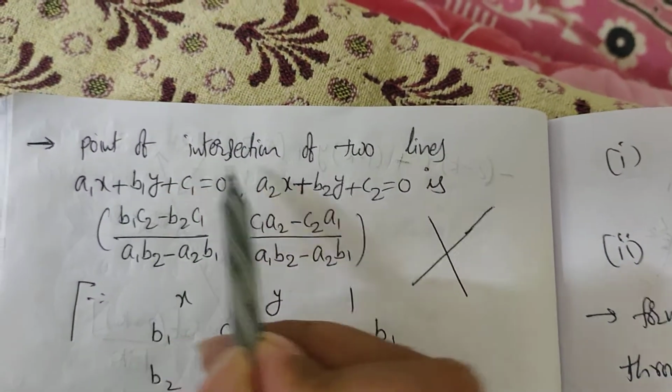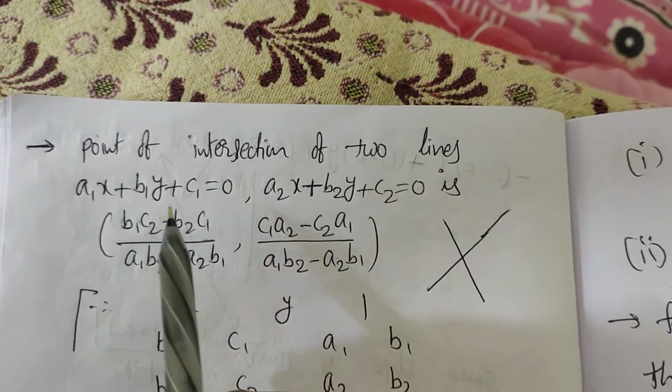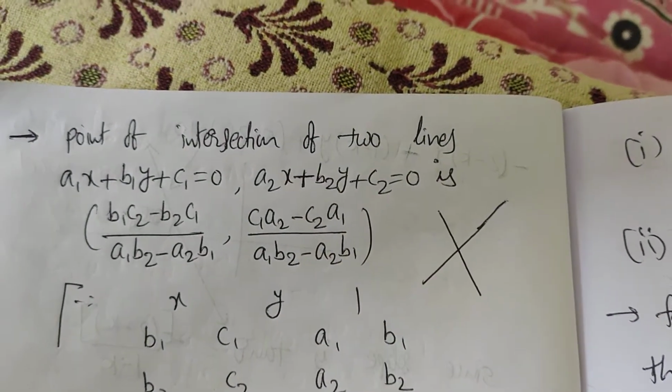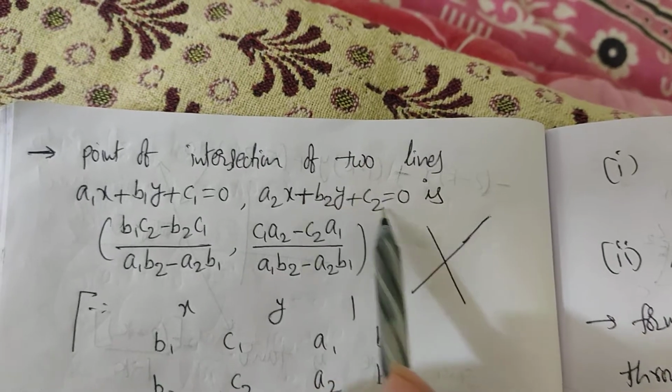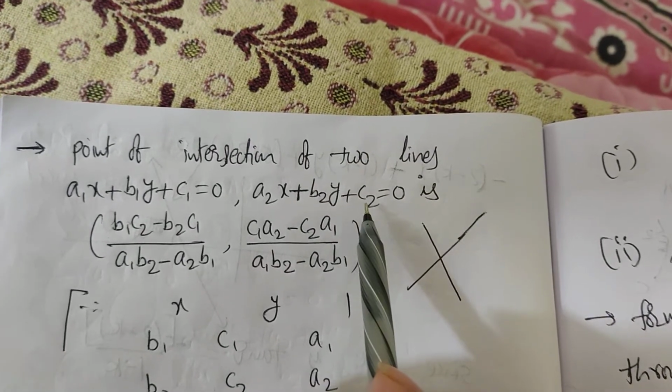So, the point of intersection of two lines: a1x plus b1y plus c1 is equal to 0, this is one line equation, and a2x plus b2y plus c2 is equal to 0, this is another line equation.